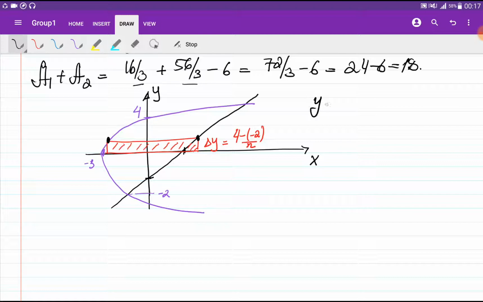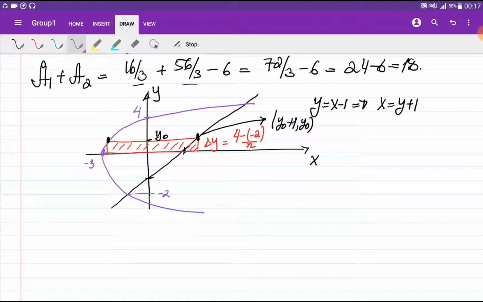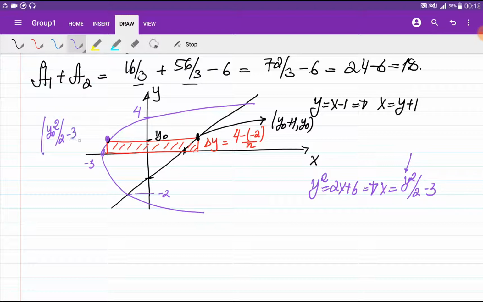So the first curve was y is equal to x minus 1. If I find x from here, it will be equal to y plus 1, right? So if I'm given some point y0 here, the x coordinate of this point will be equal to y0 plus 1. So the coordinates of the first point would be (y0 plus 1, y0), okay? The second curve is y squared equals 2x plus 6. If I find x from here, it will be equal to y squared over 2 minus 3, right? And for a given y0, I can find the x coordinate by putting y0 in here. So this will be (y0 squared over 2 minus 3, y0).